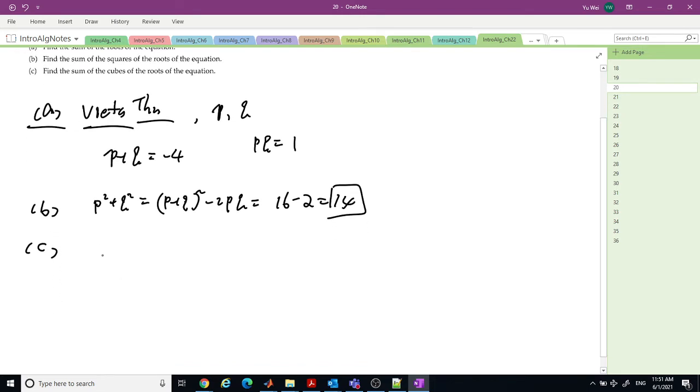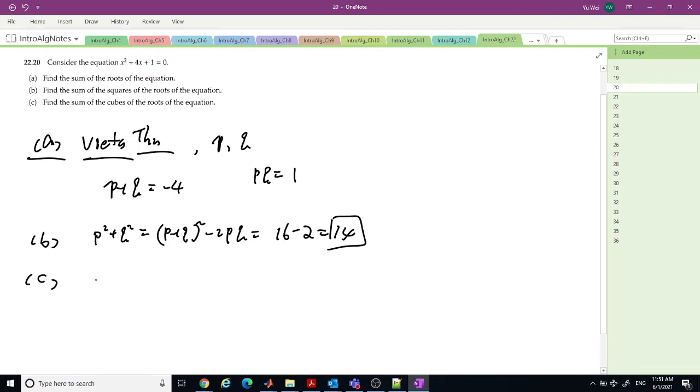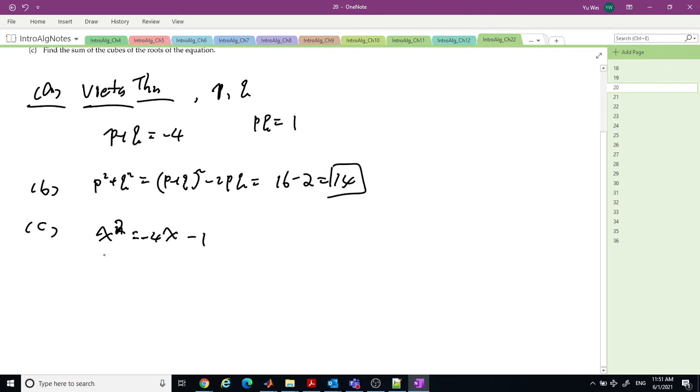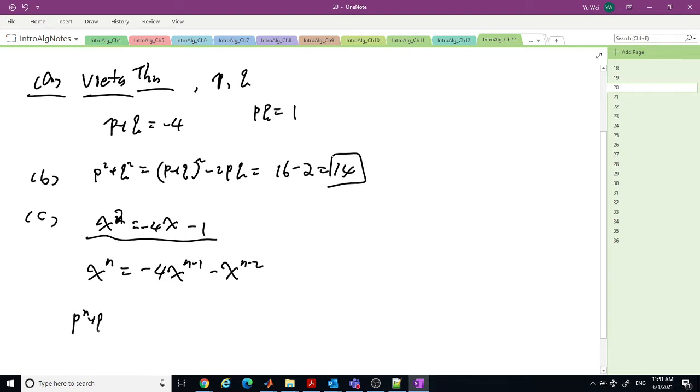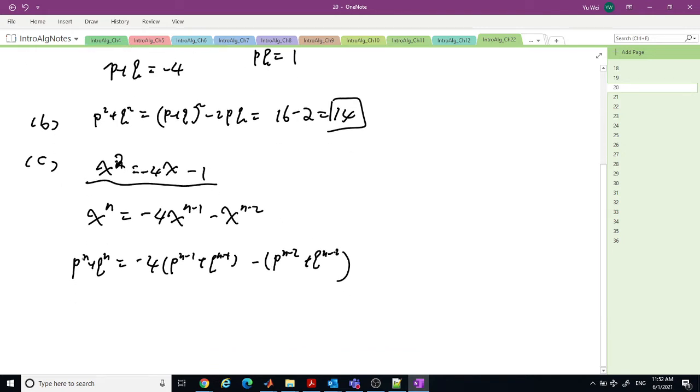And part c is to find the cube sum. So we have a recursion here. Let me show you. We have x squared equal to negative 4x minus 1, right? So p and q are the roots. So x to the n is equal to negative 4 x to the n minus 1, minus x to the n minus 2. So p to the n plus q to the n is equal to negative 4 times (p to the n minus 1 plus q to the n minus 1), minus (p to the n minus 2 plus q to the n minus 2). If we define Sn as p to the n plus q to the n, then Sn is negative 4 S(n minus 1) minus S(n minus 2).